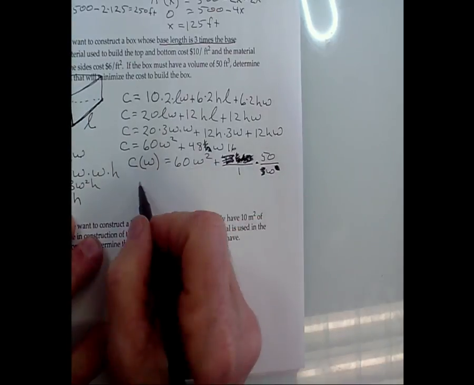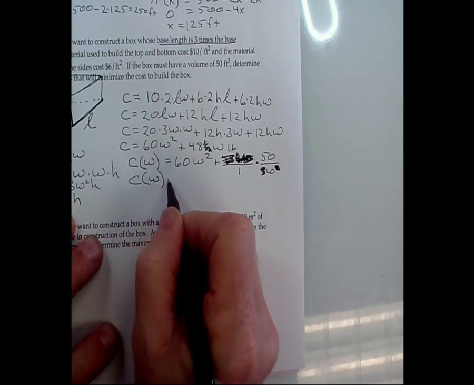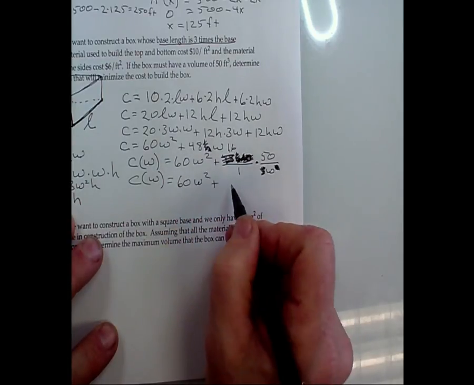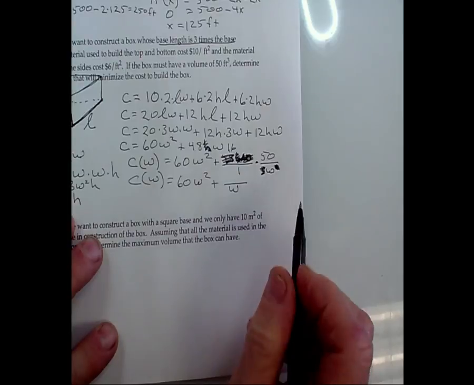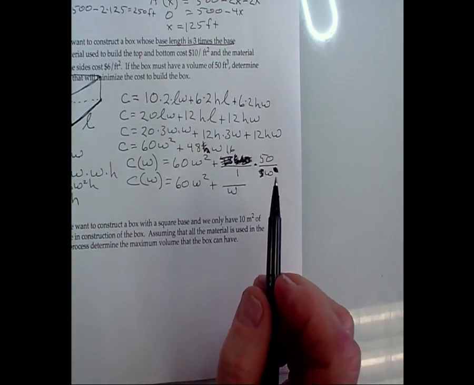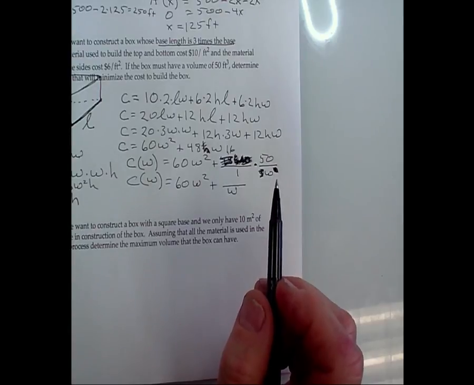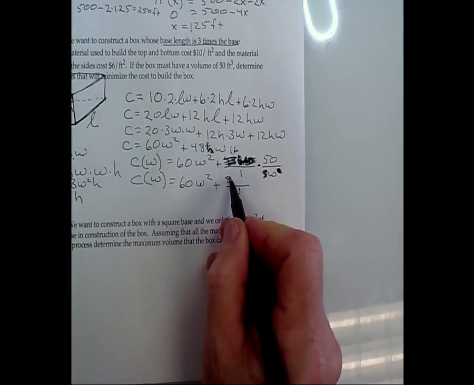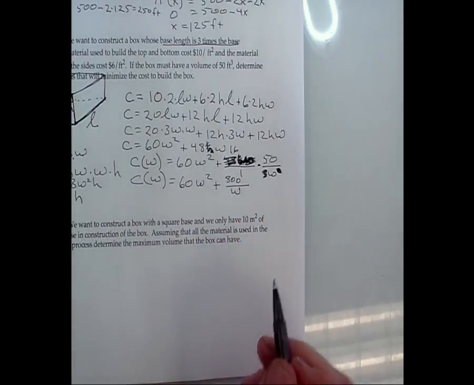So I got C of W equals 60W squared plus, here's W on the bottom, 16 times 50. What's 16 times 5? You guys go to the machine so quickly. 800, I think. Am I right? We've seen this problem before. I think someone had one like this. Maybe.